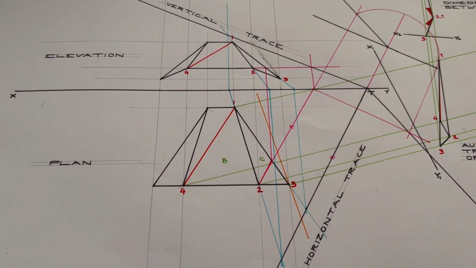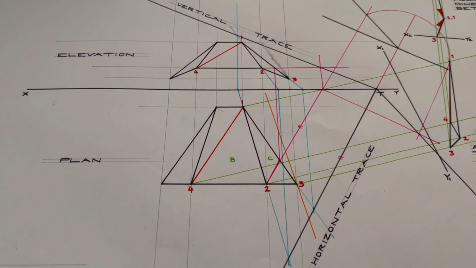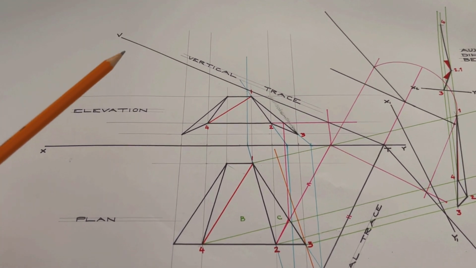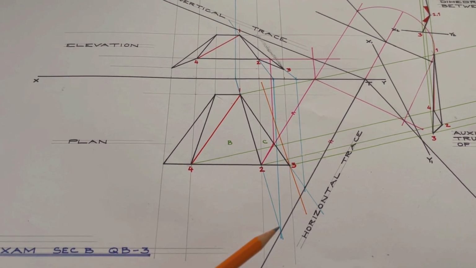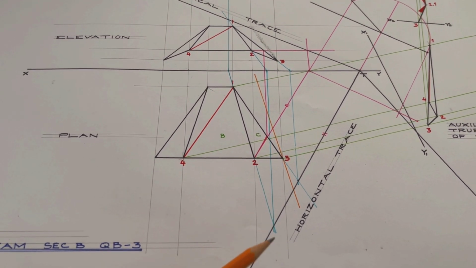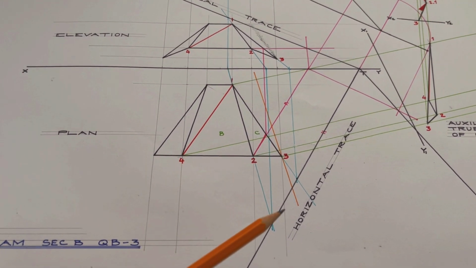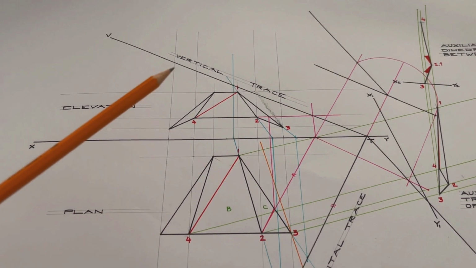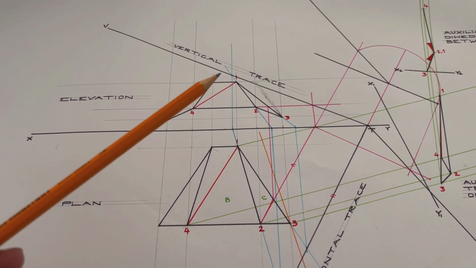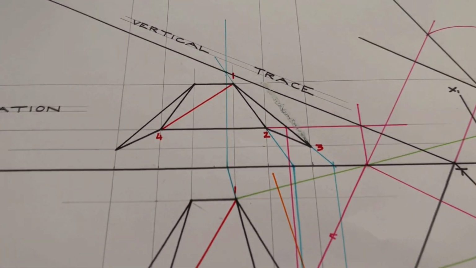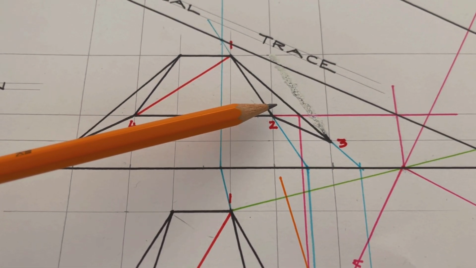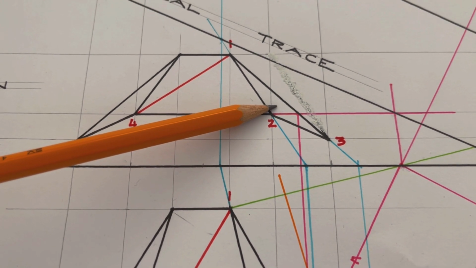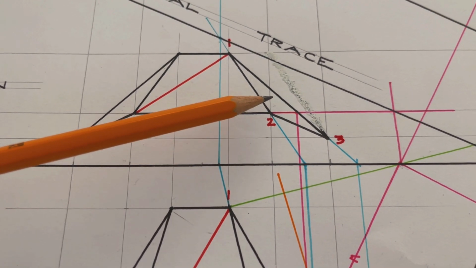After part B is complete, the next thing that we're asked to do is to determine the traces, the vertical trace and the horizontal trace. These are the lines that are formed when a plane intersects the horizontal plane and where it intersects the vertical plane. So, looking at this here, we are asked to get the traces of the plane that contains roof surface C. This is roof surface C here.